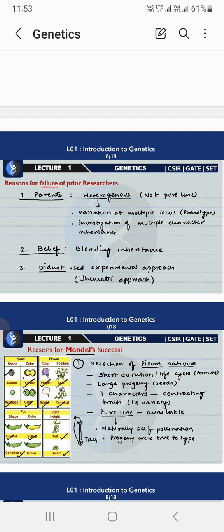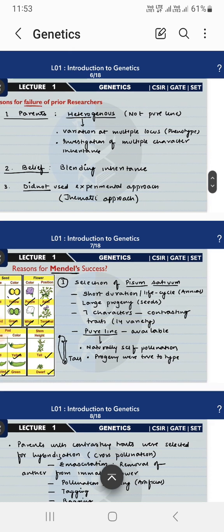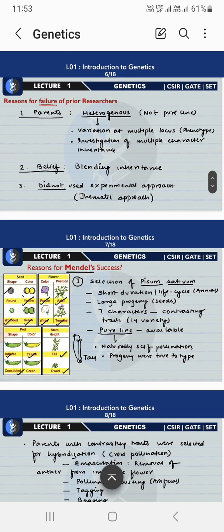Second, the belief: they believed in blending inheritance, and Mendel was different.